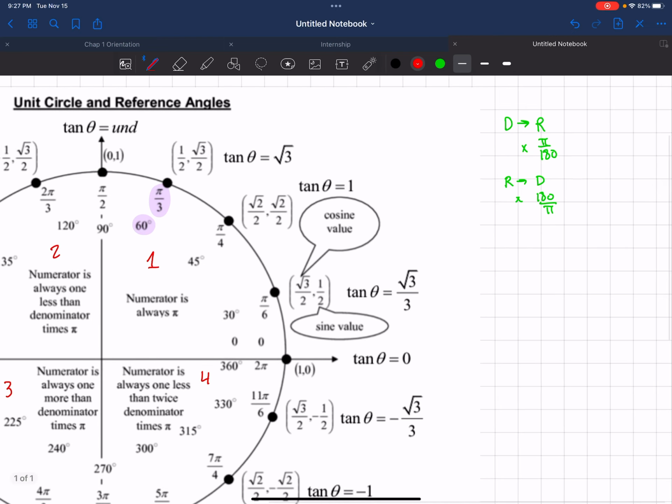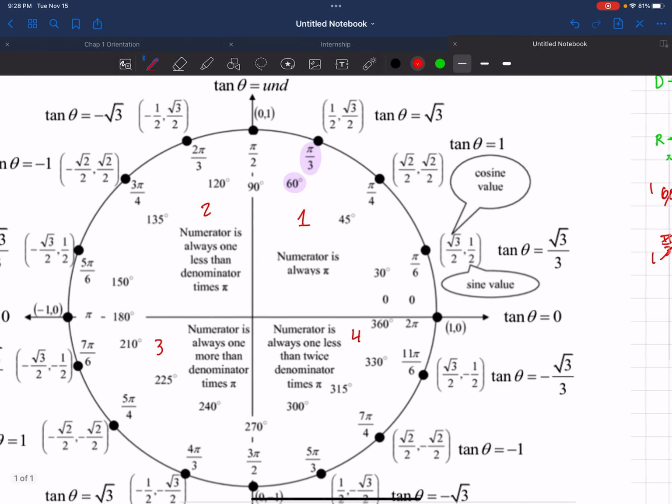If you wanted to do degrees into radians, then you do times pi over 180. You know this is going to go into itself one time, and this is 3. Then that's just going to get you pi over 3. And then let's say you wanted to turn pi over 3 into degrees. Then you do 180 over pi, so you can get the pi's to cancel out, and then that's 60. I think this is pretty self-explanatory, but that's how you do that.